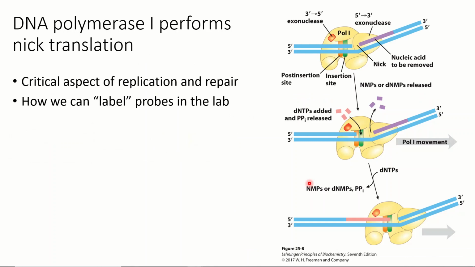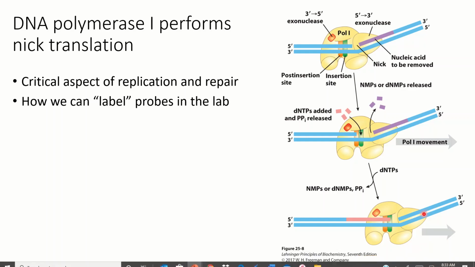DNA polymerase I is going to perform nick translation. This is a critical aspect of replication and repair, and we can label probes in the DNA using DNA Pol I. What's going to happen is that Pol I will identify a nick in the DNA. It will remove bases on either side of the nick. Pol I will insert new bases to cover that and then seal the nick. Or it won't seal the nick. There will no longer be a missing dNTP, but there will not be a phosphodiester seal until DNA ligase is recruited to seal the phosphodiester backbone.